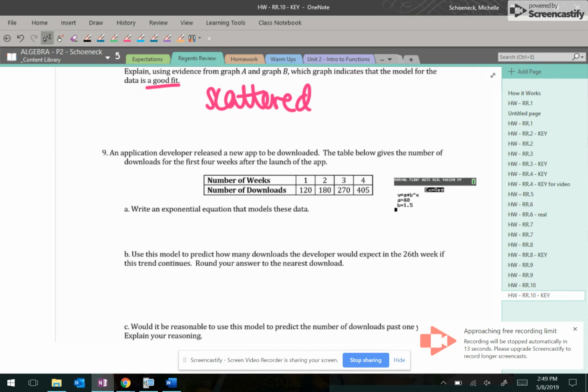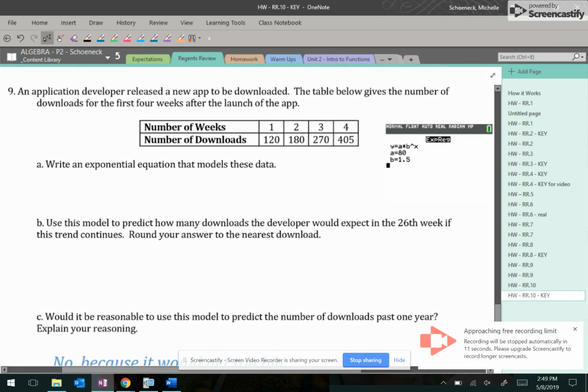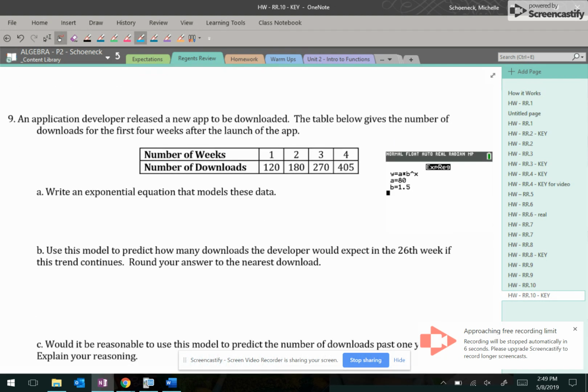Okay. For number 9, you have to run an exponential regression. So you would get y is equal to 80 times 1.5 to the x.